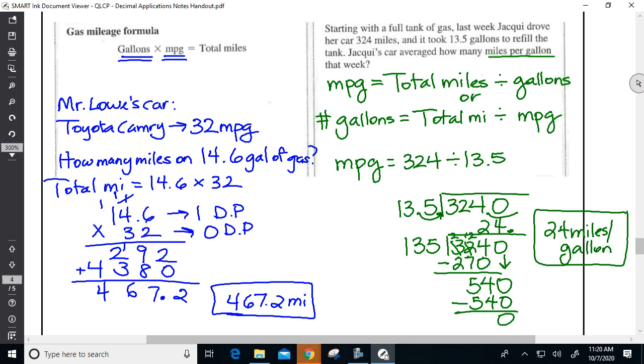So if you know the gallons and the miles per gallon, then you can multiply them to get total miles. If you're missing the gallons, then you got to know how many miles you drove, which becomes a division problem. If you don't know the miles per gallon, then you got to know the total miles, and that becomes a division problem. So the only way it can stay multiplication is if you already know the gallons and you already know the miles per gallon.